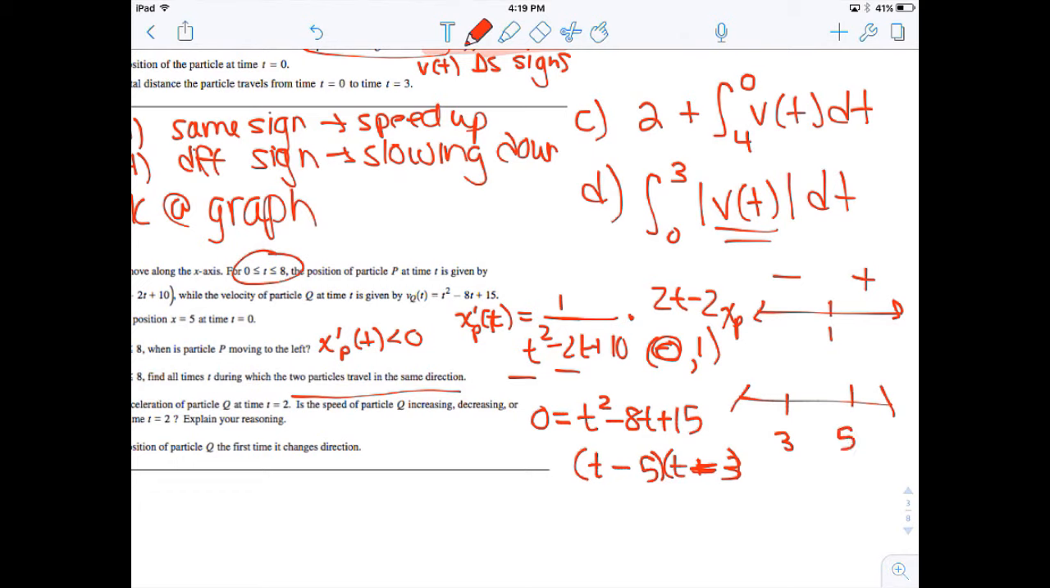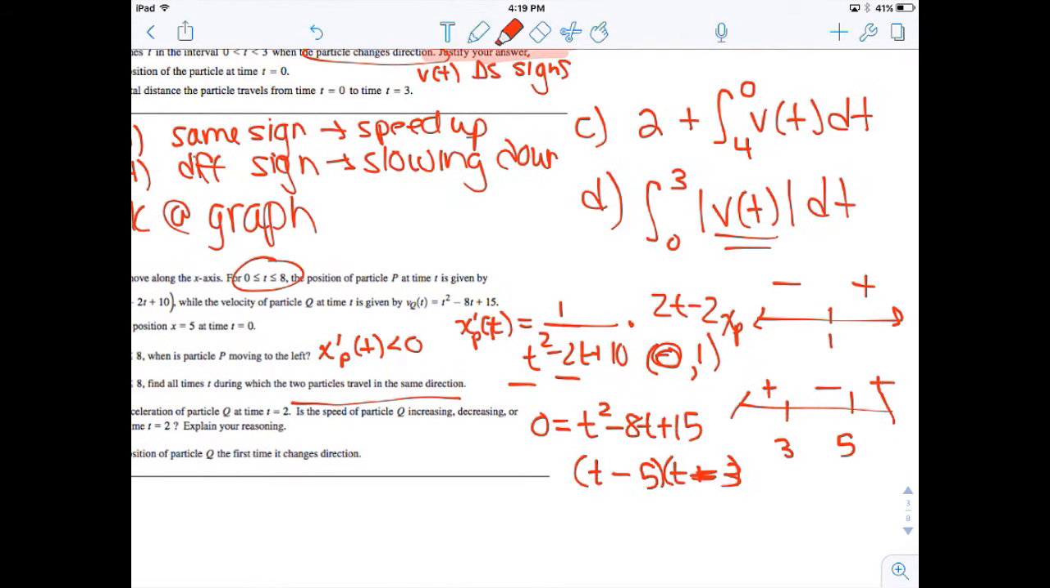So when will they be traveling in the same direction? So here, and I sort of like to think about this, lining these up. So if you think about it, 1 would actually be over here, right? And so this would be negative here and then positive there. So positive, negative, that doesn't work. Negative, positive, that doesn't work. So here, from 1 to 3, those would have the same sign. And then from 5 to 8. So I would say from 1 to 3 and from 5 to 8, wherever those would have the same sign.